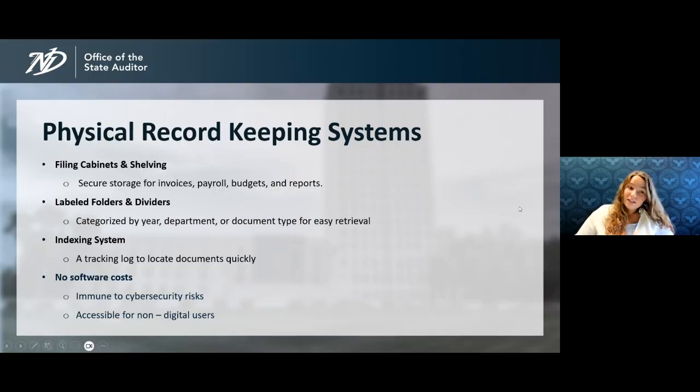And then the upsides are really that you don't have any software costs, so it is a little bit cheaper. They're physical documents, so you're immune to any cybersecurity risks. In the digital age that we are in, there's a lot of risks with phishing, malware and that sort of thing. So it's easier, I think, for things to get hacked nowadays. If you do have a physical record keeping system, it's going to be immune to that. And if you do have non-digital users, it's very accessible for people who don't like computers and that sort of thing as well.